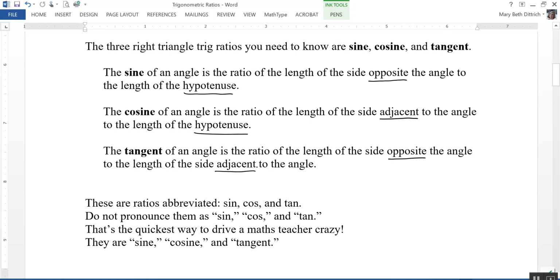These ratios are abbreviated SIN, COS, and TAN. Please do not pronounce them as sin, cos, and tan. That's the quickest way to drive a maths teacher crazy. They are sine, cosine, and tangent.